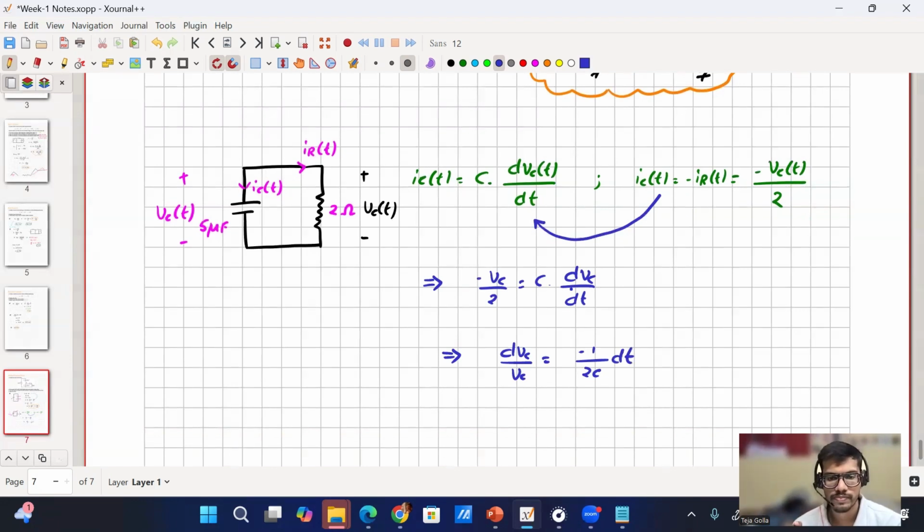So far, is it clear? Yes. So now I'll put the integral.